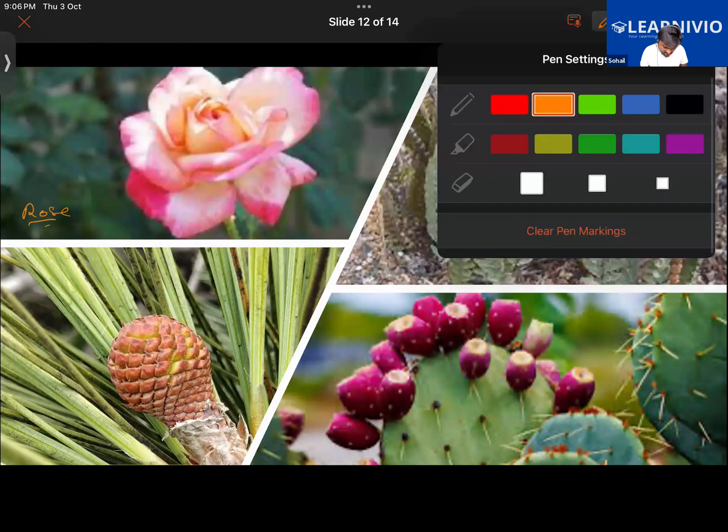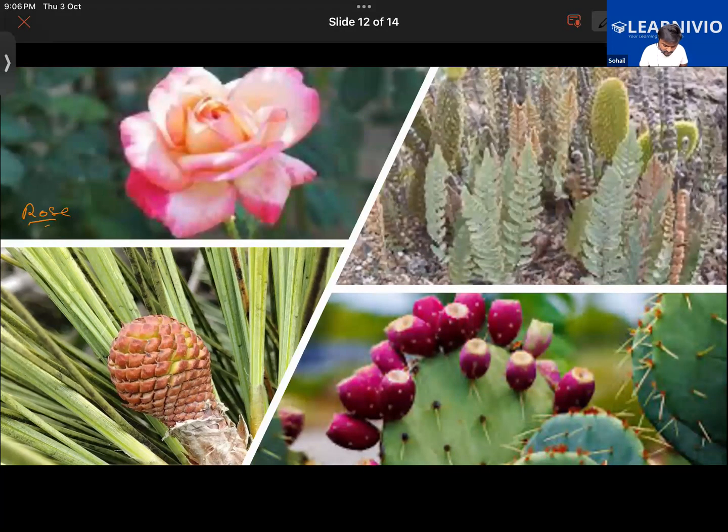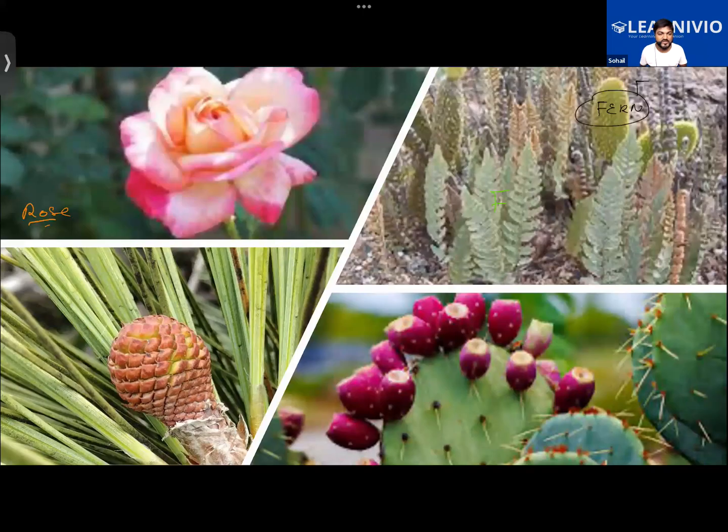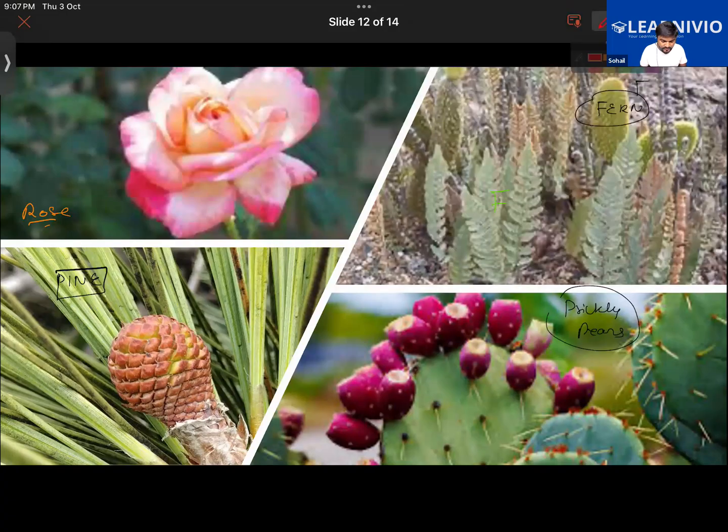The second image here that you see is the fern. Some species of ferns are also xerophytic. The third image that you see here is pine. And the fourth one you can guess, that is cactus, prickly pear. So all four of them are examples of xerophytes.